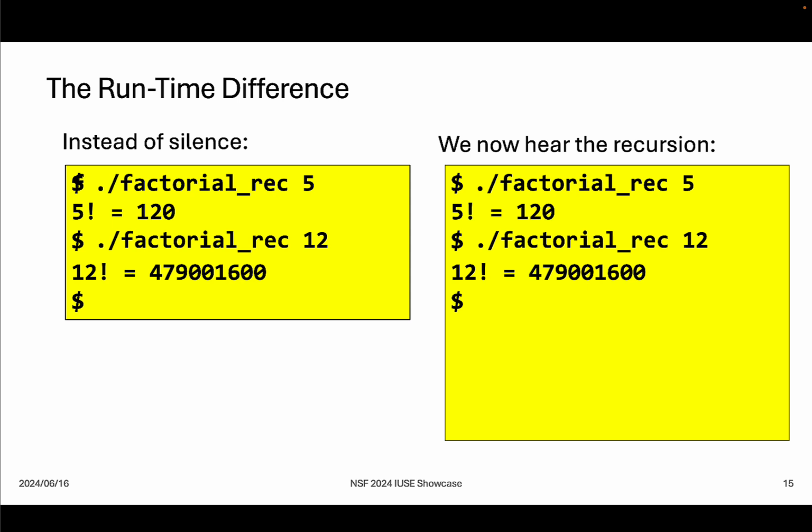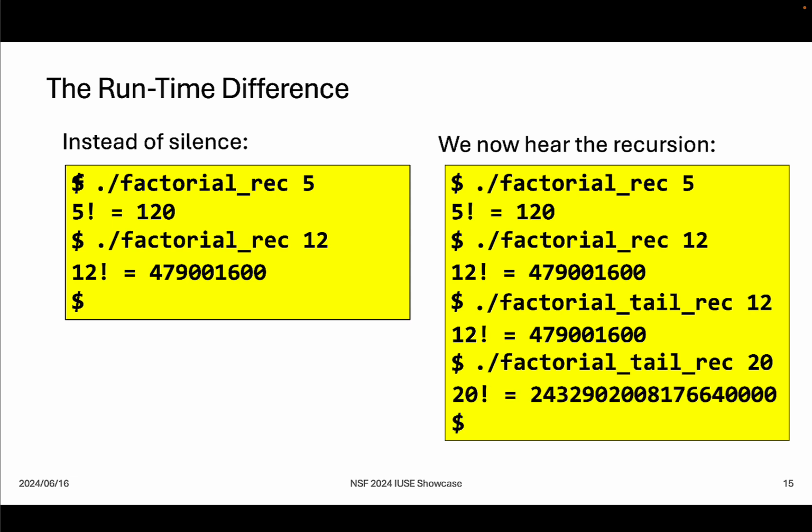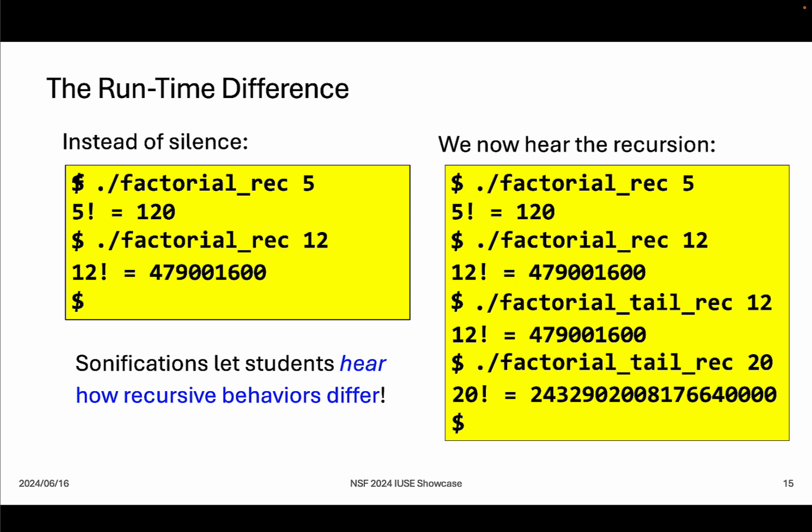That motivates the use of a different recursive technique called tail recursion that cuts out the unwinding phase. And that approach is as fast as the loop-based approach. So sonification lets students hear how recursive behaviors differ from one another, how they differ from loops, that provide extra information that's useful.